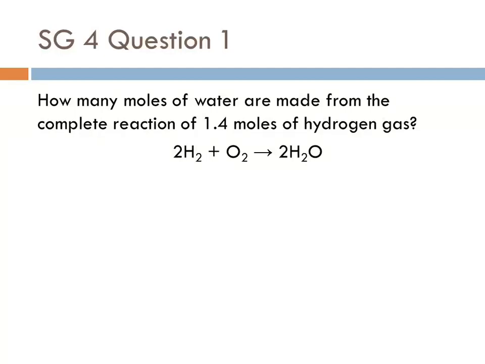So this is study guide 4. This is going over, what chapter was that we just did? Chapter 9, right? Yeah, chapter 9 in Zumdahl, which is about stoichiometry. So here's the first question.